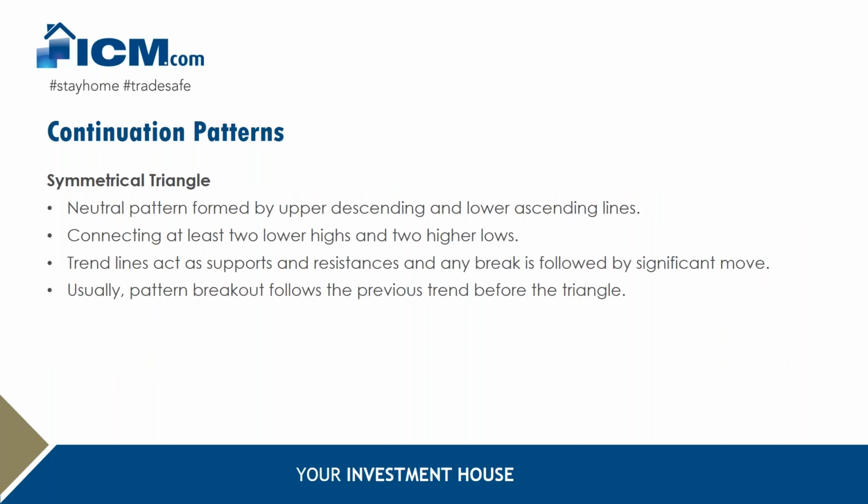We start first with the symmetrical triangle. A symmetrical triangle is usually a neutral pattern formed by an upper descending and a lower ascending line. We have an uptrend line combining higher lows, and a downtrend line combining lower highs, reaching a point where these two lines intersect. This forms the symmetrical triangle. At that time, usually we have no bias in the market. It is neutral, since we have a series of higher lows but also a series of lower highs, and they are symmetrical. I'm going to show you in the coming slide how they look.